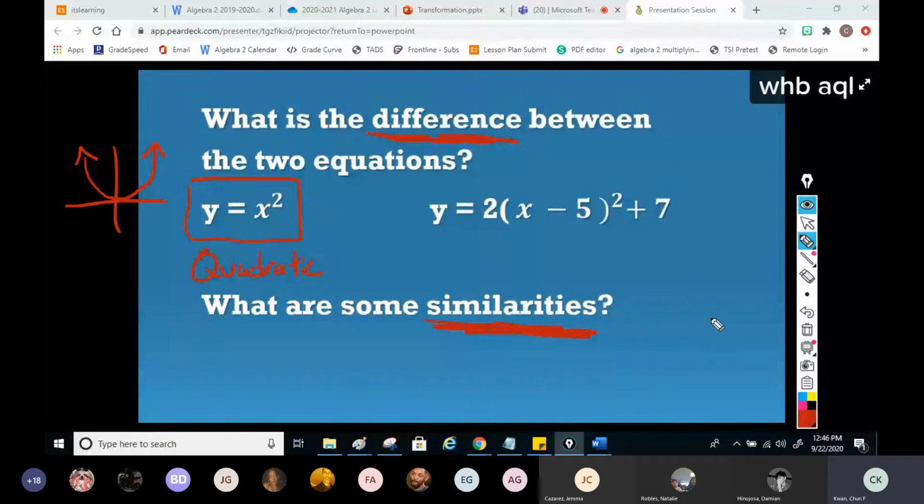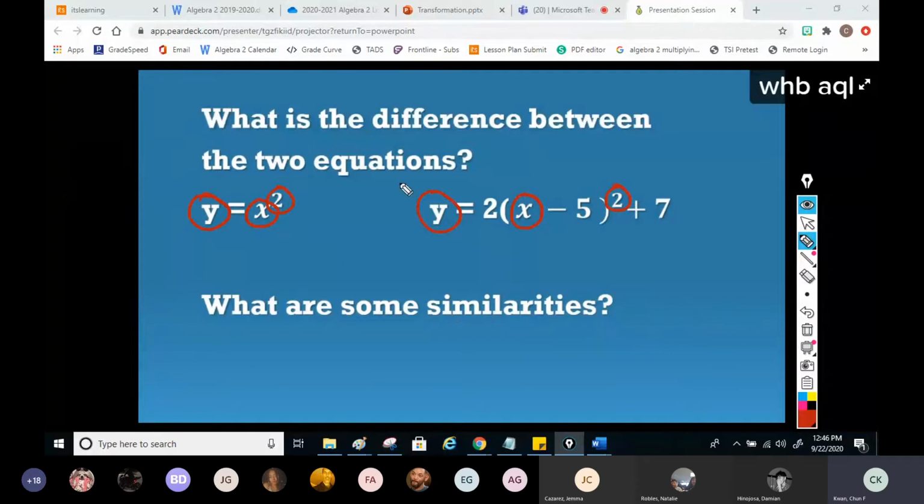All right, so let me show you what the similarities are. They're both raised to the power of 2. They both have an x, and then they both have a y, okay? All right, now how are they different?